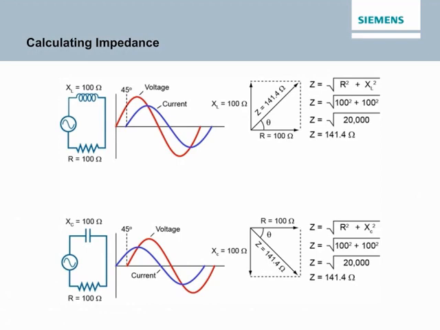Although the magnitude of the impedance vector, 141.4 ohms, is the same for both circuits, the angles of the impedance vectors are different. For the upper circuit, the impedance vector has an angle of plus 45 degrees, but for the lower circuit, the angle is negative 45 degrees. Note the relationship between the impedance vector angle and the phase relationship between voltage and current for each circuit.